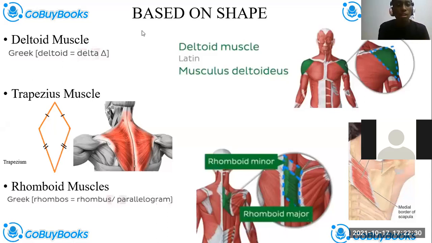Let's move on. Another example of a muscle that is also named based on shape is the trapezius muscle. You can find the trapezius muscle at your back. It extends from your occipital bone and has its insertions. So this is the trapezius. You can see the shape of the trapezius.